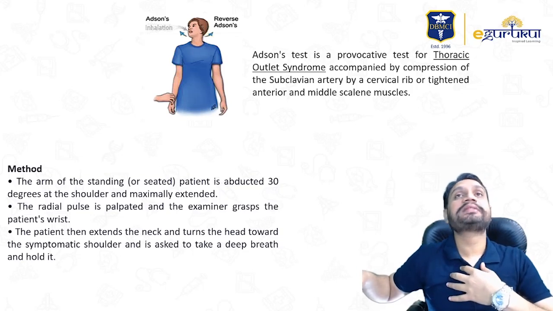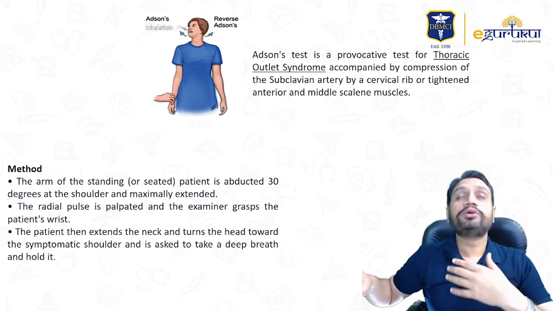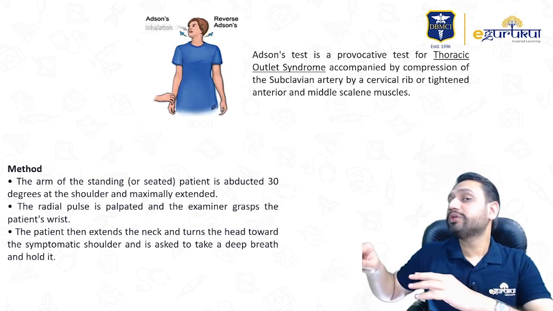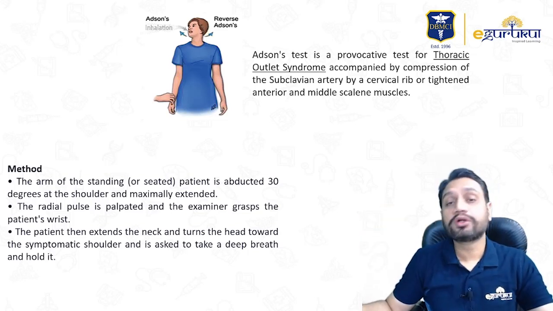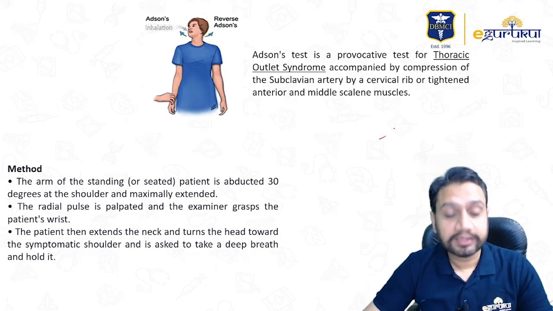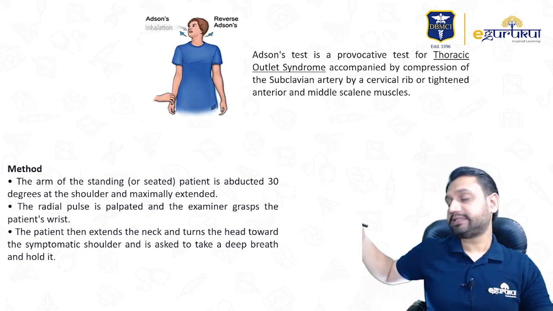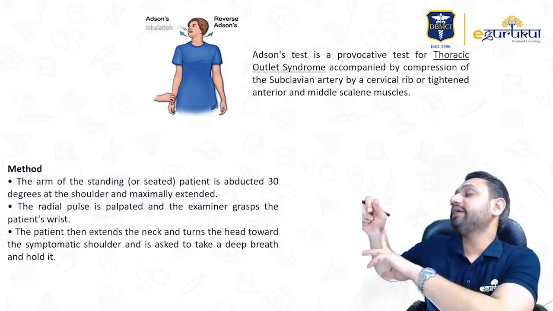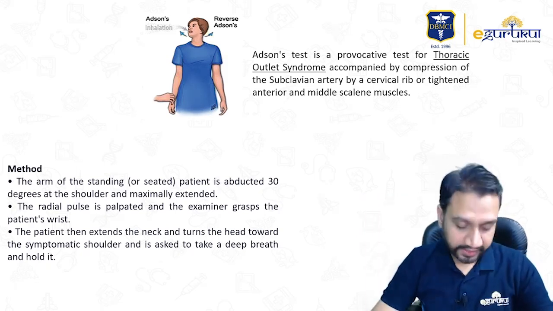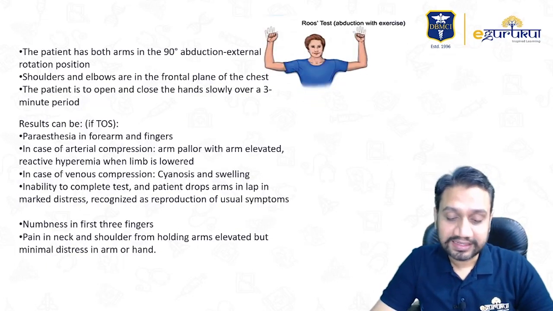Then you ask the patient to extend the neck and rotate to the side which you are trying to check. Once you do so, feel the radial pulse, right? If there is a tendency for neurovascular compromise, the radial pulsations will become weak. This is what you call the Adson test. So: abduct 30 degrees, extend the shoulder, extend the neck, rotate the neck. It will compress the subclavian vessels and lead to a decrease in pulsations of the radial artery. Okay, that is one. The second test I mentioned is the Roos test. What exactly is the Roos test?